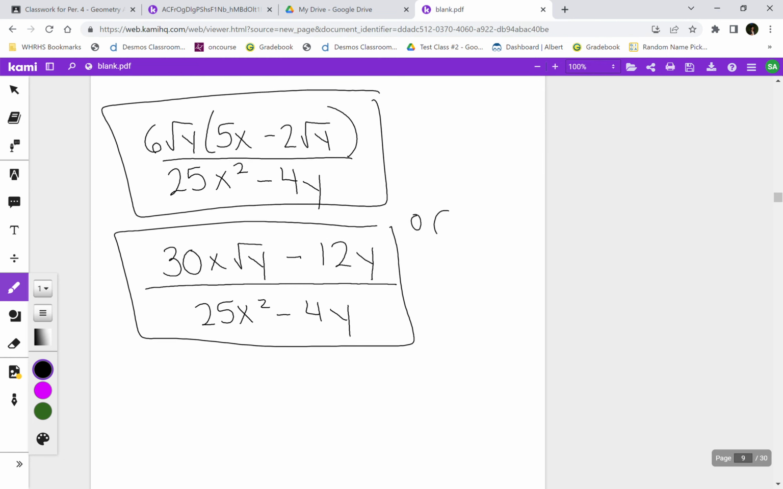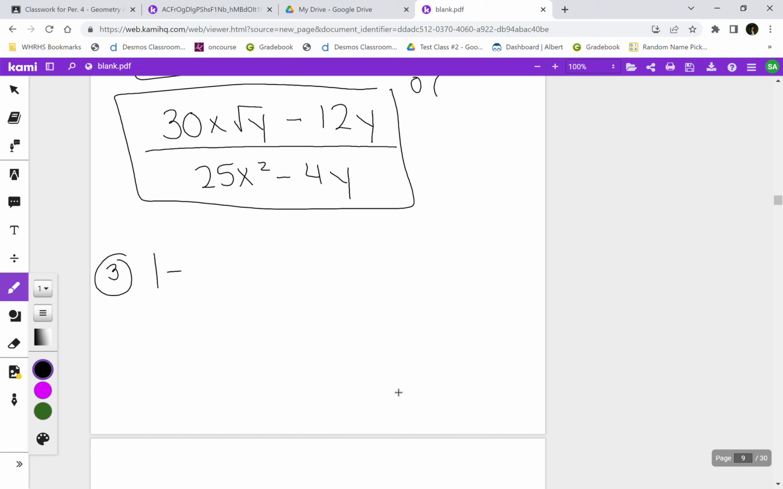Do you all want to try one? Try this one. Don't be scared. You're going to have to FOIL out that numerator.